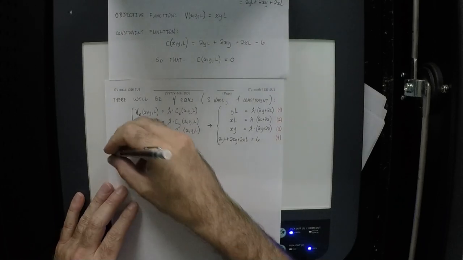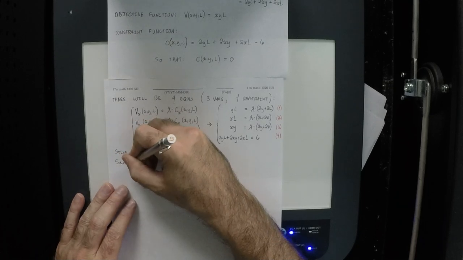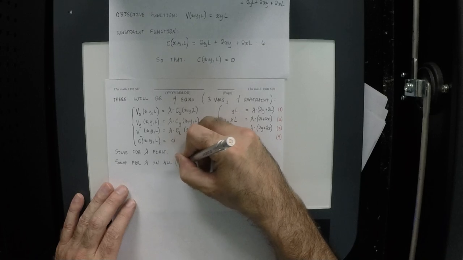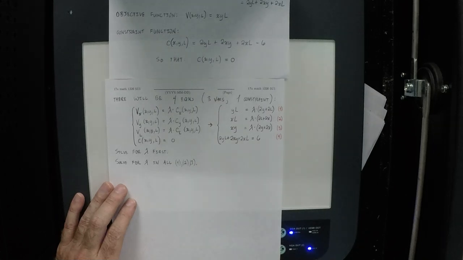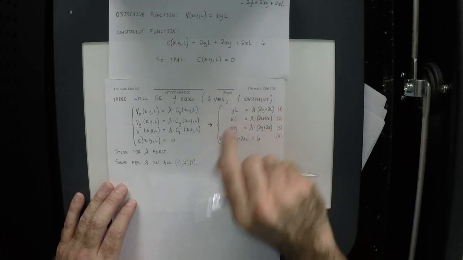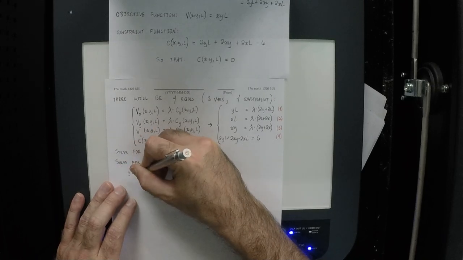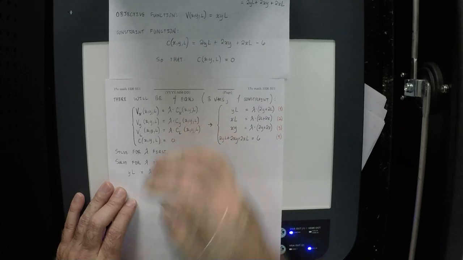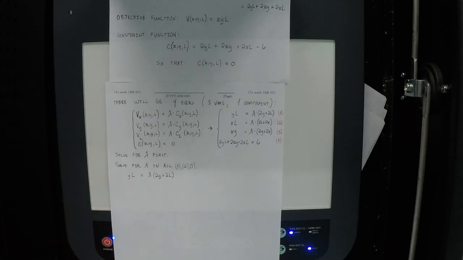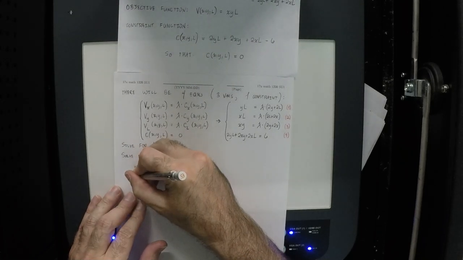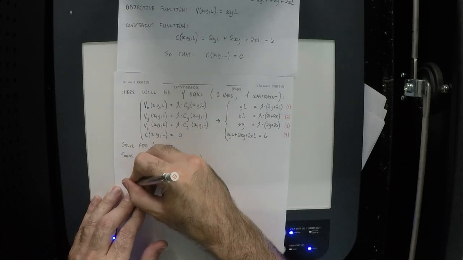So what we're going to do is we're going to solve for lambda in all equations 1, 2, and 3. That is to say, we're going to do all of them. So supposing we solve for lambda in equation 1, well, I'll just write it down. So yl is lambda times 2y plus 2l. So how could we solve for lambda? Right. So we could divide both sides by this term in parentheses. So we would get yl and then divide by 2y plus 2l.